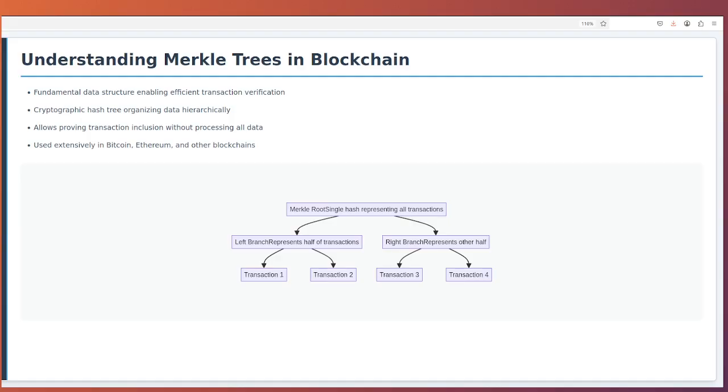If blockchain is a massive library with millions of books, a Merkle tree is the clever cataloging system that lets you verify any single book belongs to that library without checking every shelf. This presentation will break down how Merkle trees work, using simple analogies, visual diagrams, and step-by-step examples that anyone can understand, even if you have never touched blockchain technology before.